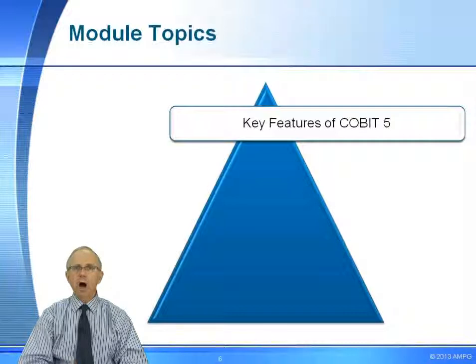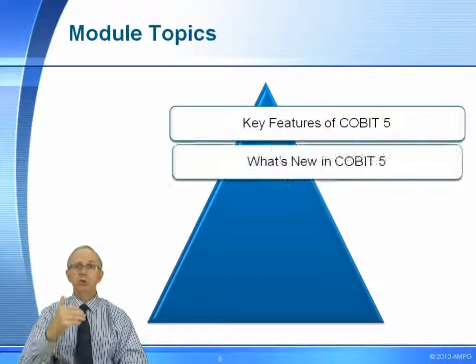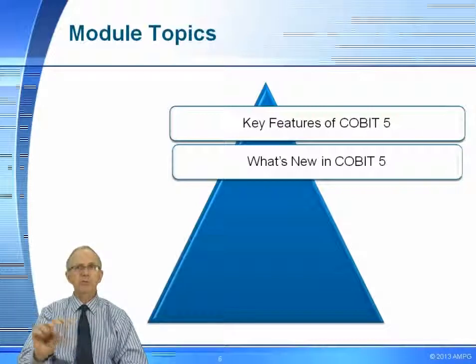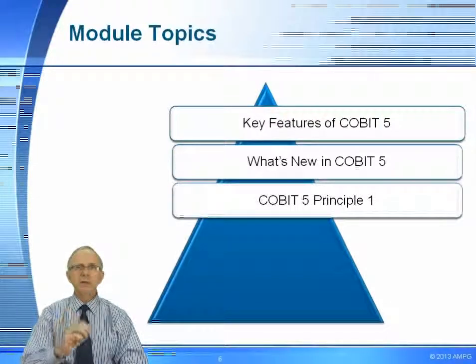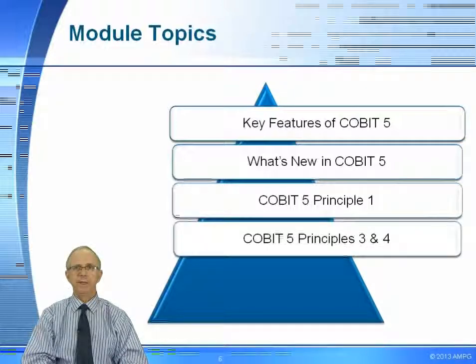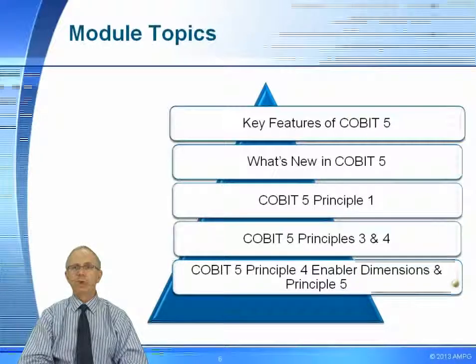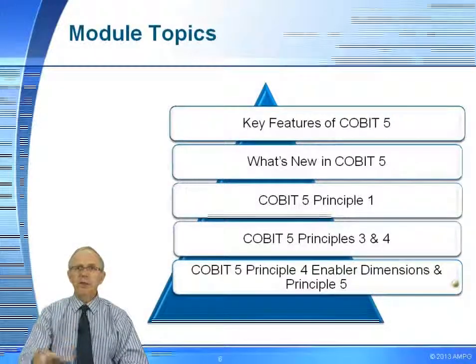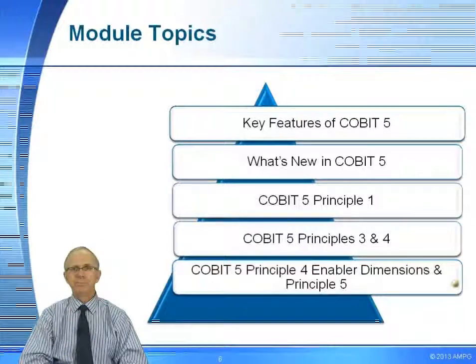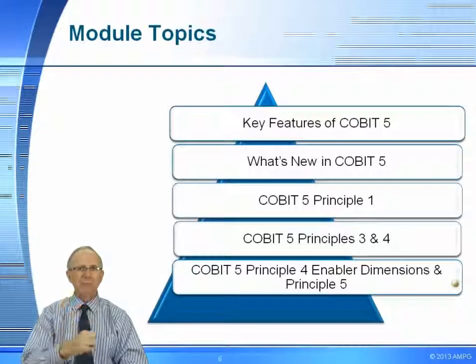So the module topics then: what are the big picture items of COBIT? What are the things that have changed? What are the things we could use to help benefit us? What's brand new to COBIT? What's principle 1 of COBIT? The stakeholder need. And then the other principles, principles 3 and 4. And we might touch on all 5 principles. Principle 4, enabler dimensions, is an important principle.